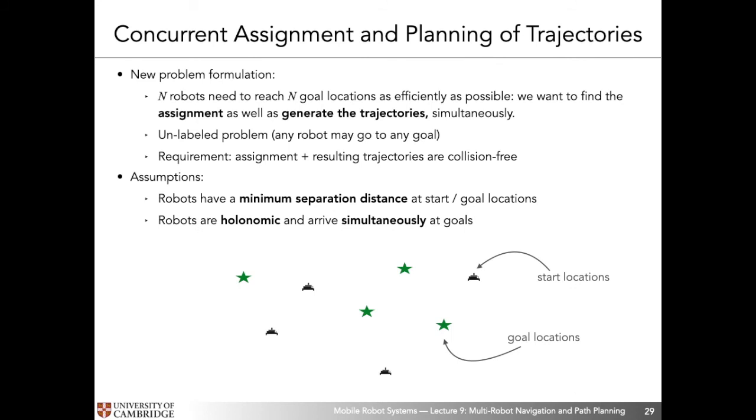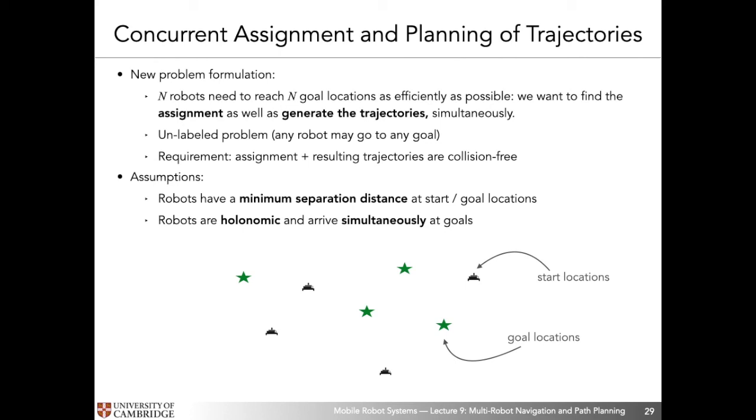So now I'm going to move on to the final topic of this lecture, which is all about the problem of concurrent assignment and planning of trajectories. What's new about this problem formulation is that we're now considering unlabeled goal locations, where the labels are going to be assigned as part of the optimization problem so that it's convenient for the path planning problem.